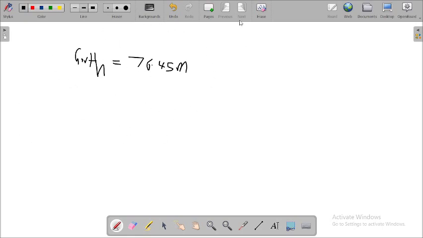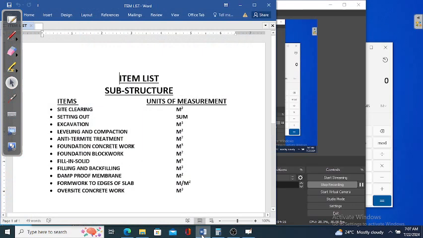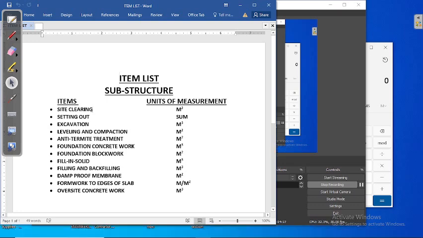Now we need to bear in mind this value, because we are going to be needing it for a lot of things in estimating other items we have on this list here.